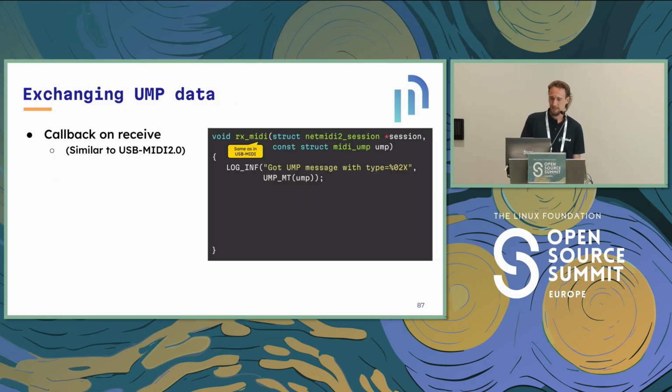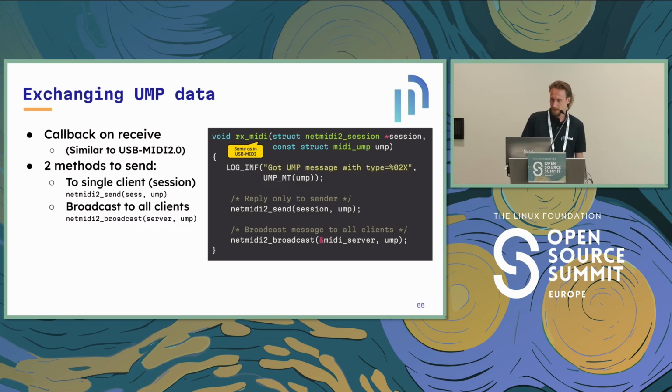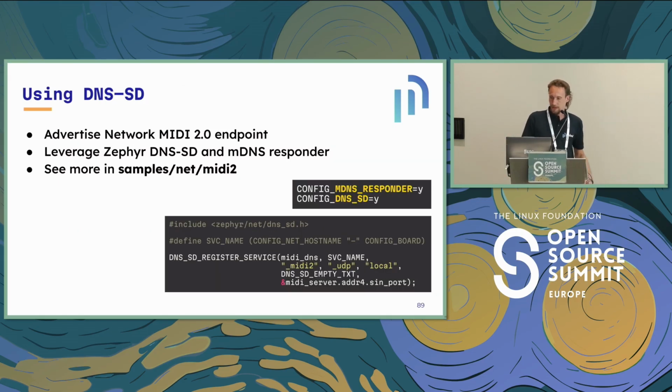To exchange some data, we can have our receive callback. We can simply log when we receive a UMP. And to send some data, we have 2 methods: either netMIDI2 send, to send to a single client, or netMIDI2 broadcast, to send to all connected clients at once. And finally, Zephyr has DNSSD already built in. So if we want, we can simply also enable that and use the existing macro in Zephyr, DNSSD register service, and now our MIDI2 endpoint is also discoverable on the network.